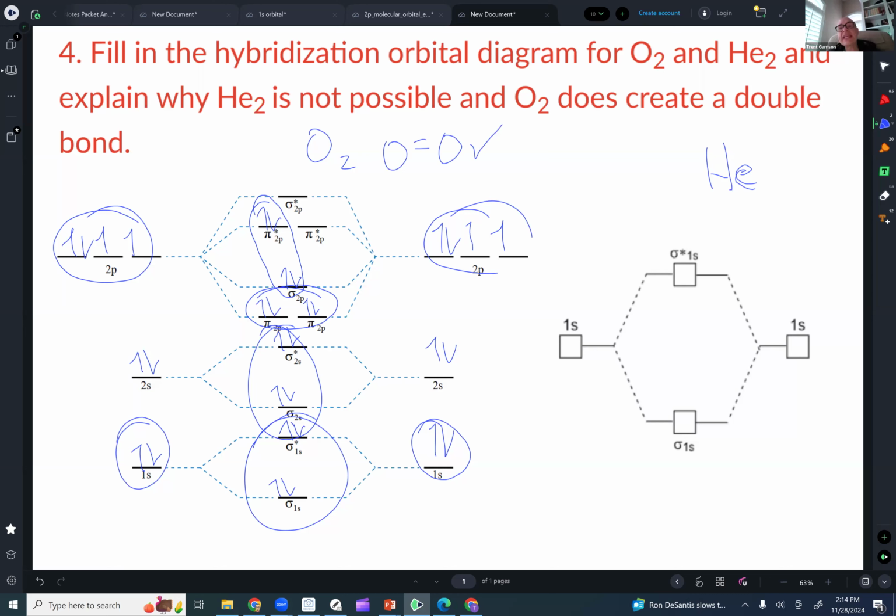Now let's go and look at helium. If I look at helium, helium has its element number 2. It has 1, 2. It has 1, 2. And if we were to fill this in, here's 1, 2 here. Those are the bonding electrons. The anti-bonding electrons are down here, and they cancel each other out. That's the reason why helium does not form a diatomic molecule, but oxygen does.